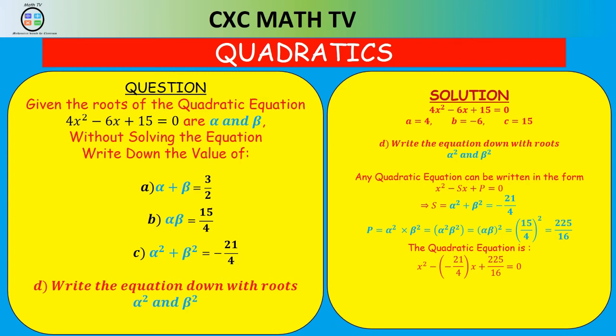We can then multiply through by 16 to get rid of the fractions, and so this equation would simplify to be 16x squared plus 84x plus 225 equal to 0. So that would be the equation with roots alpha squared and beta squared.